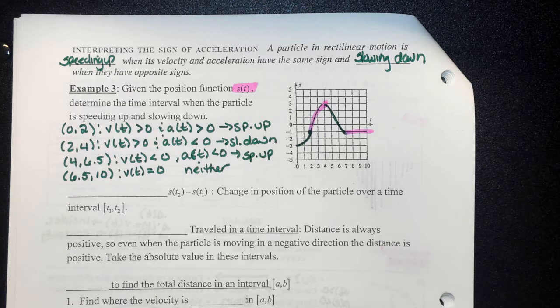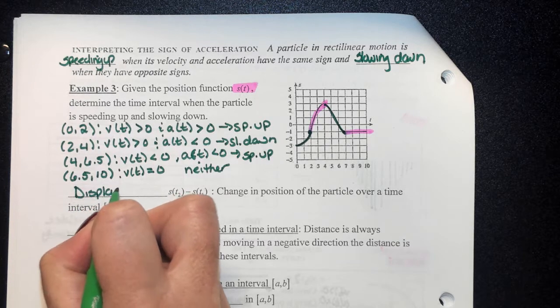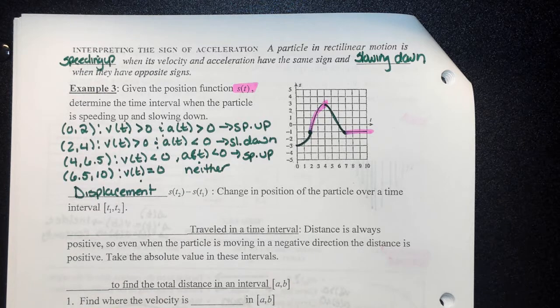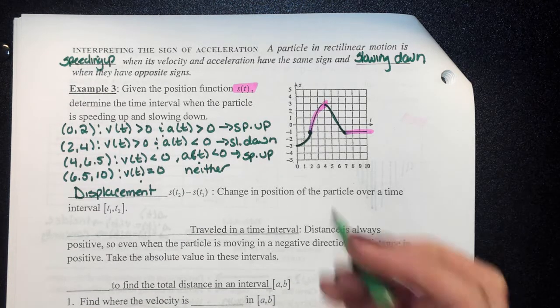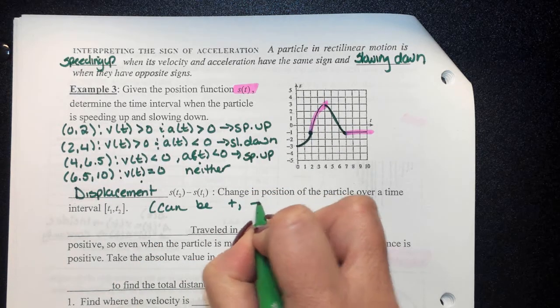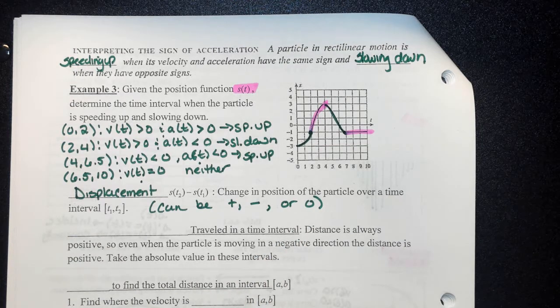Okay? Some other things we're going to talk about is displacement. And remember, that's the change in position of a particle over time. Remember, displacement can be positive, it can be negative, or it can be 0. Can displacement be 0?